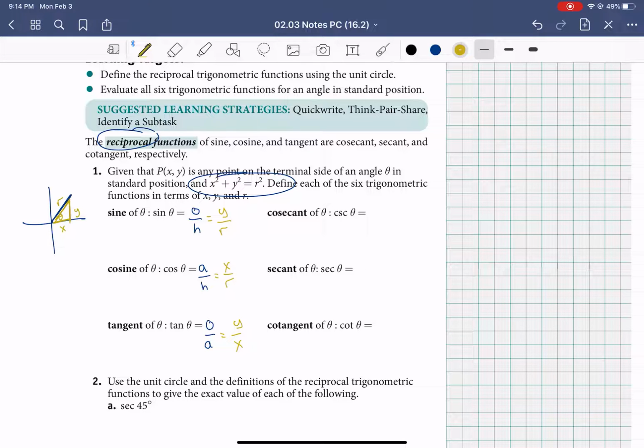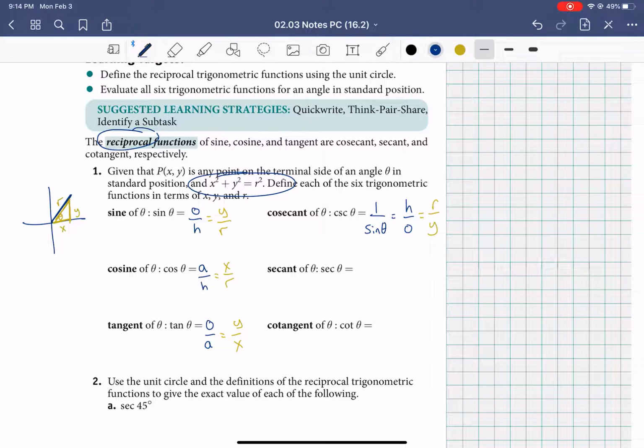So again, if we think about the unit circle, that makes sense. We said sine is y, cosine is x. In the unit circle, we don't have an r because our radius is 1. But when we do our reciprocal functions, right, cosecant is the reciprocal of sine. So that means 1 divided by the sine of theta, which for us, that means we take the reciprocal, so it'd be h over o. And if you want to keep it in terms of the reference triangle, that's r over y.